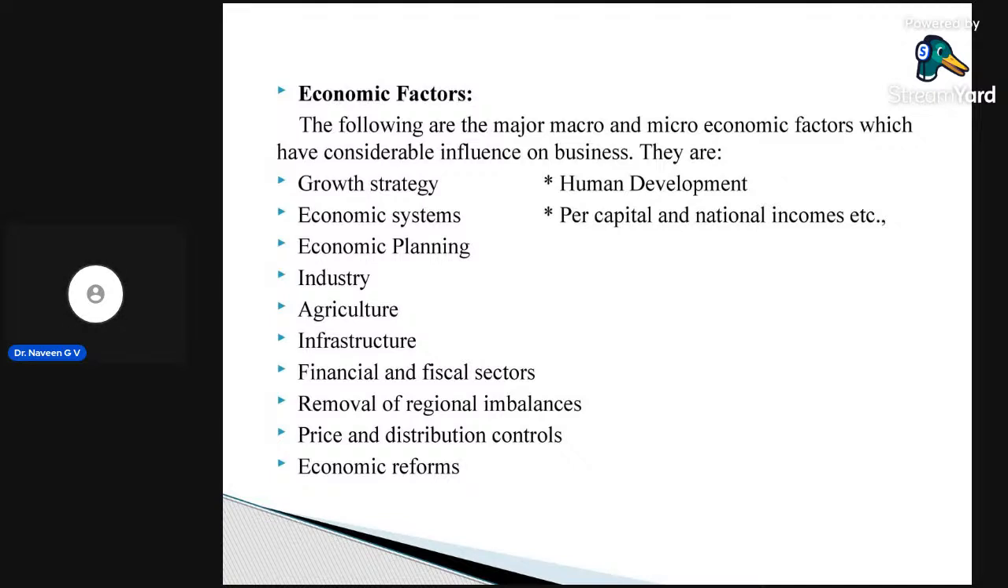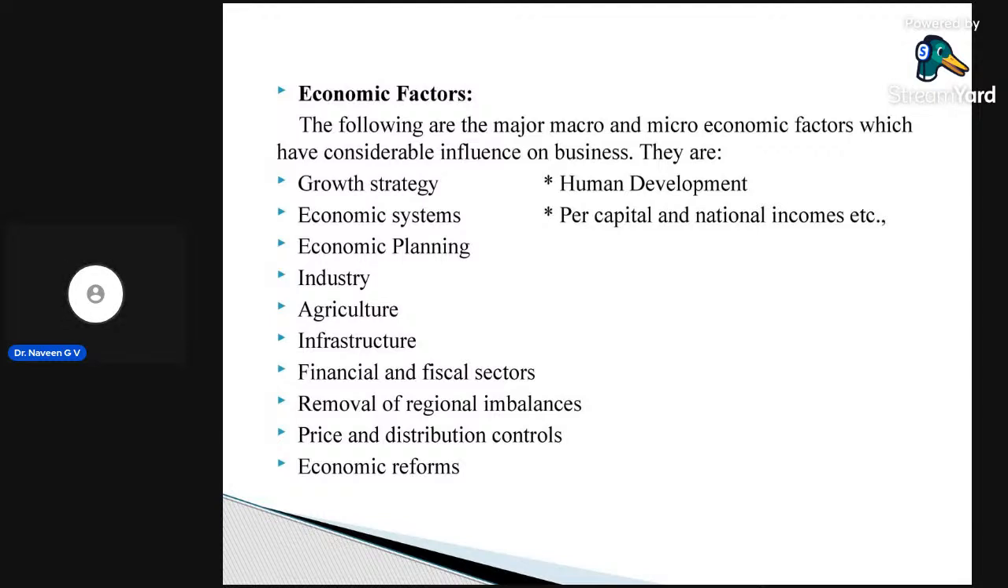We are discussing the economic factors. The following have considerable influence on a business: growth strategy, economic system, economic planning, then industry, agriculture, and infrastructure. Then financial and physical sectors, removal of regional imbalances, price and distribution controls, economic reforms, human development, per capita and national incomes.